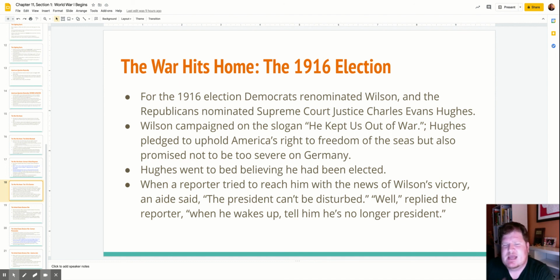And Hughes had gone to bed thinking, hey, I got this one. I've pinpointed some flaws in Wilson's first term as president, and also, I can prove that I can lead the American people during this time. A reporter actually tried to reach him and let him know of Wilson's victory, but an aide said, the president can't be disturbed. Well, the reporter then quoted back, well, when he wakes up, tell him he's no longer the president, because eventually he lost.